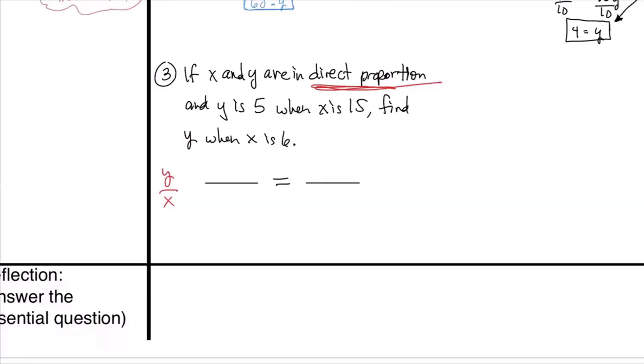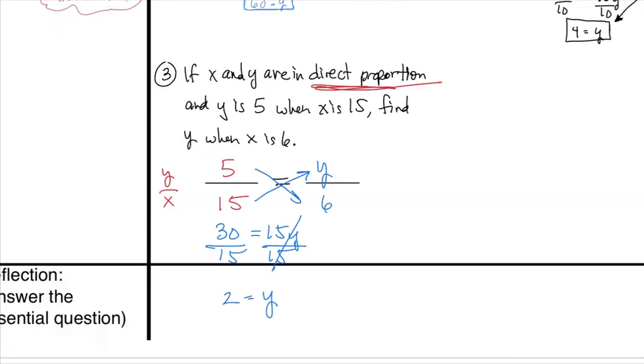All right, good. So you should have gotten here. Y is 5 when x is 15. And find y when x is 6. Cross multiply, cross multiply. We get 30 equals 15y. Divide by 15. Y is 2.